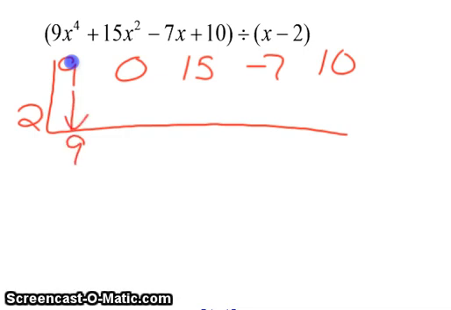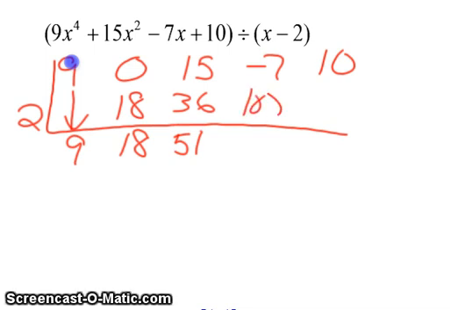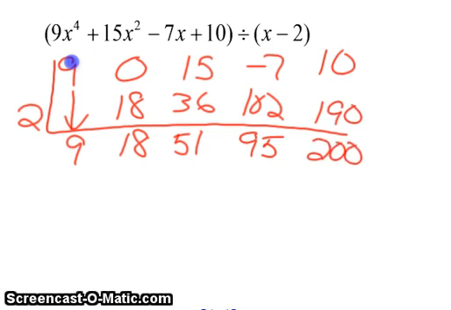Bring down the 9. 9 times 2 is 18. 0 plus 18 is 18. 18 times 2 is 36. 15 plus 36 is 51. 51 times 2, 102. Negative 7 plus 102, 95. 95 times 2, 190. 10 plus 190 is 200.